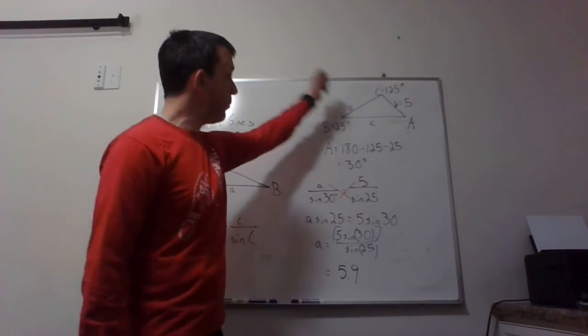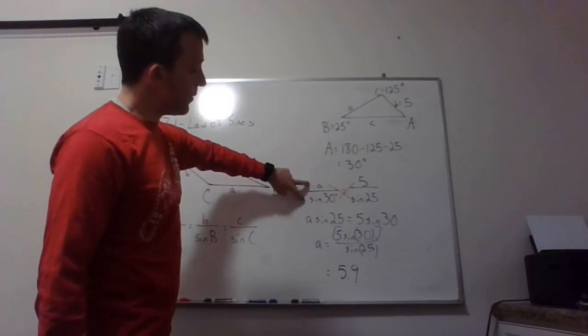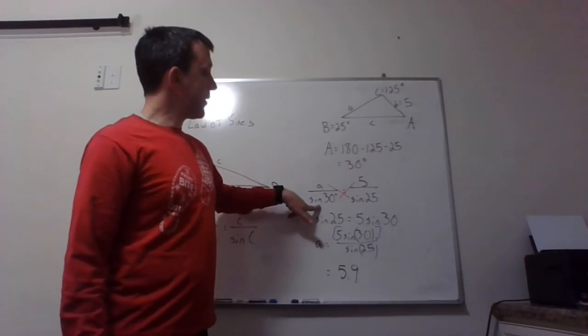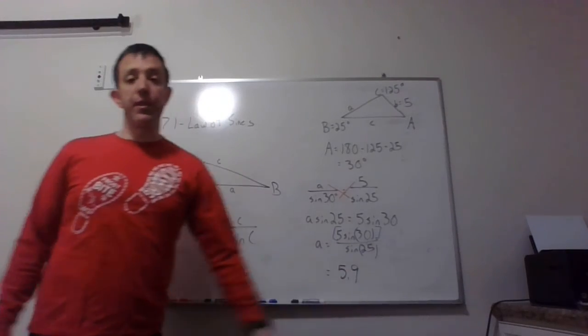And side C we would find the same way, but instead of using the a fraction, we would choose the c fraction. We'd have c over the sine of 125, and then the process would look exactly the same. All right, we'll do a couple more.